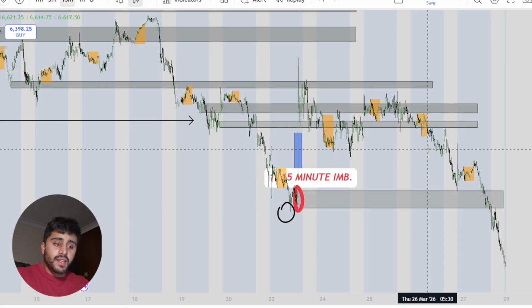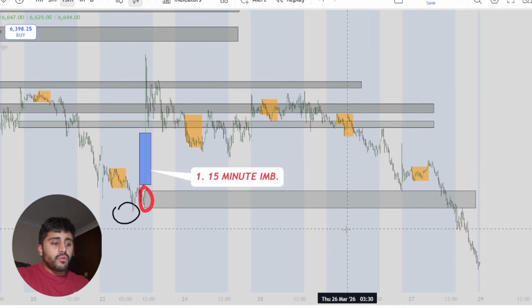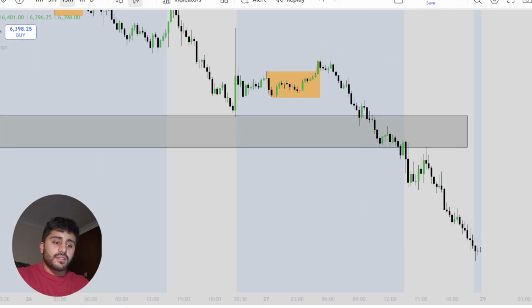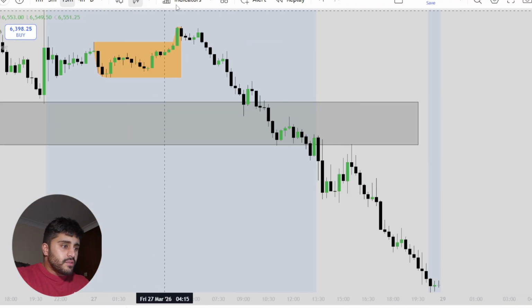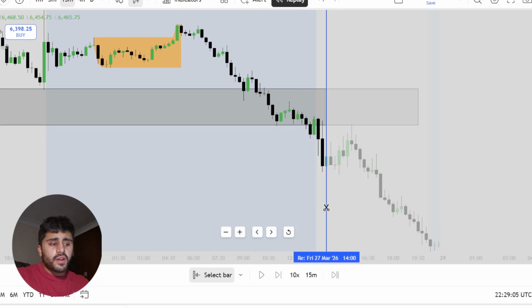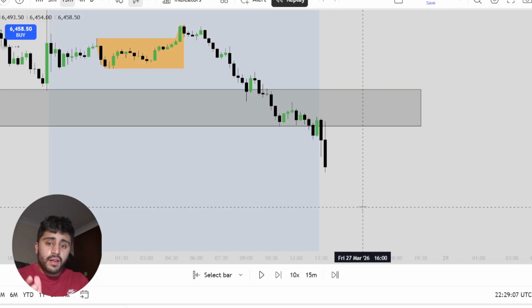You're looking for a 15-minute imbalance, and the next thing you're looking for is an absorption. So I'm going to break down what the absorption actually means in this context. Let's say we've come into our level like this. I'm just going to be breaking down this one level, but you can apply this concept to any level, or any 15-minute fair value gap that gives you an absorption.